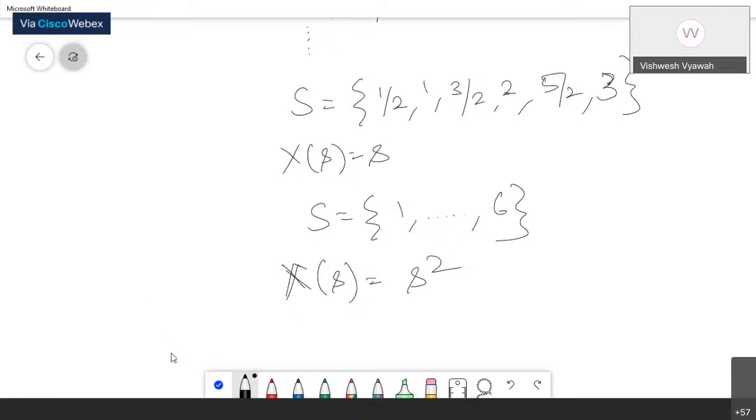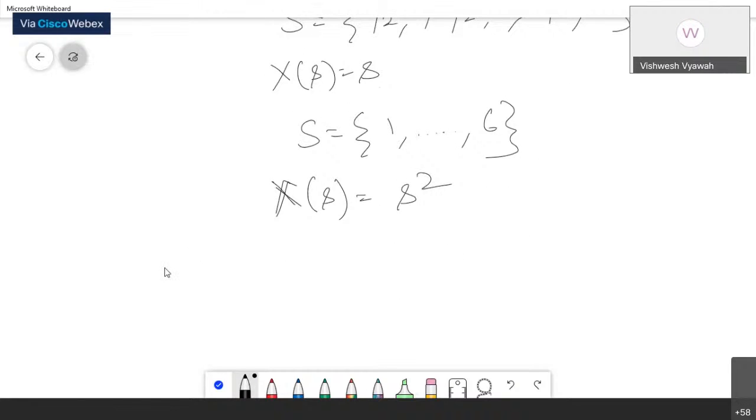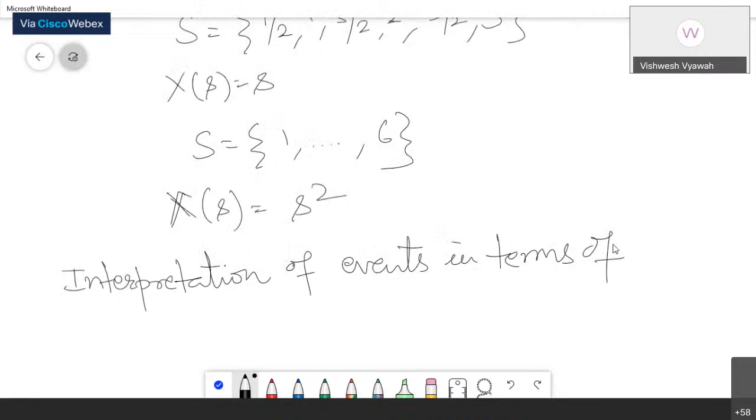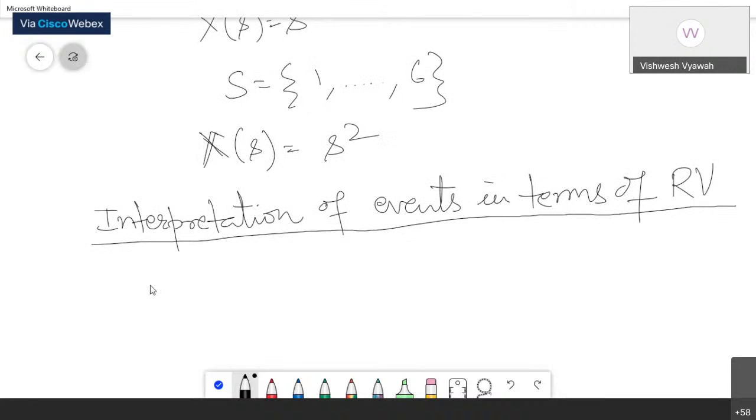Now the most important thing, and things start becoming slightly tricky and therefore interesting also, is the interpretation of events in terms of RV. This is very important. How do you interpret events in terms of random variable? That's what we are going to see. So I'll take an example.